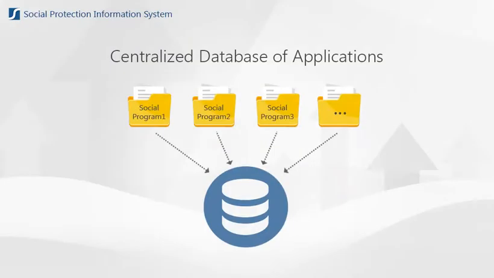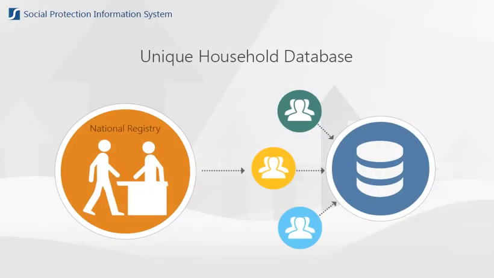Being a centralized database for all social programs, SPIS allows for easy application and beneficiary data management from a single portal. Data entry officers can avoid adding a household to the system if it is already in it and simply use the existing data for another social program.